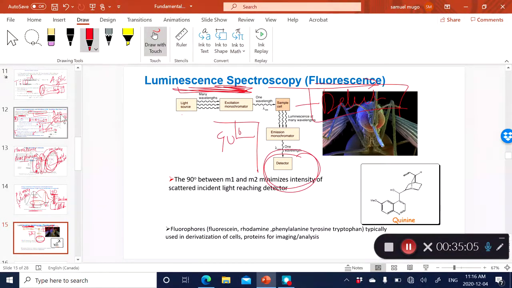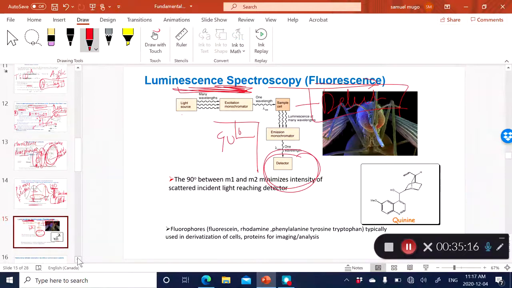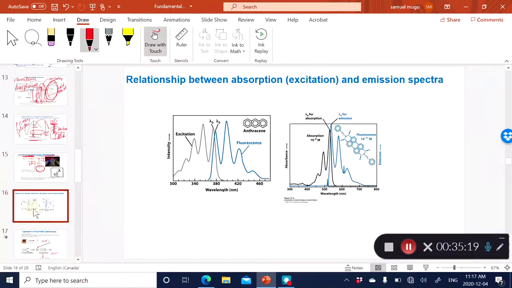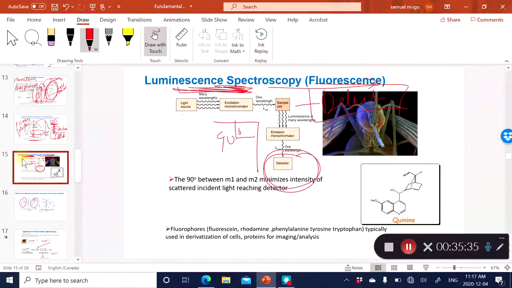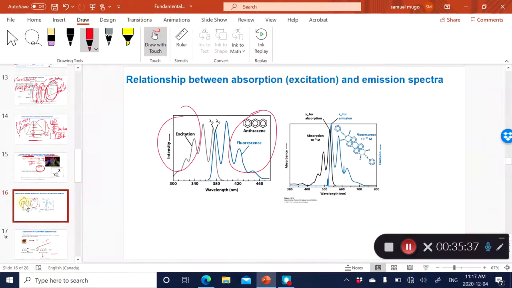Absorbance spectroscopy, as you remember, the detector is linear to the light source. It's in line to the light source. In emission, it's at right angles. It's important to take note of this relationship, but before fluorescence takes place, you really need absorption to take place, because the energy is essentially coming from the light that was absorbed.